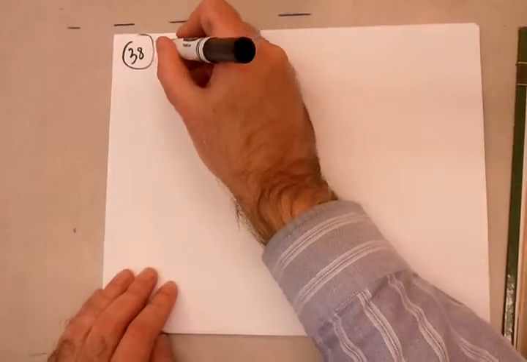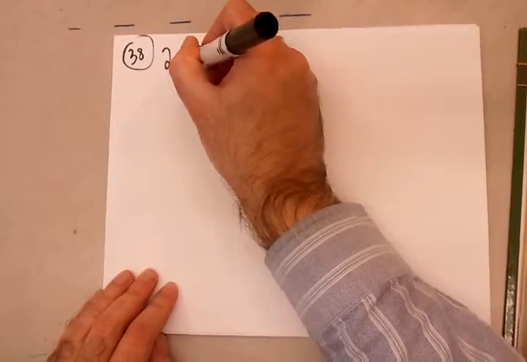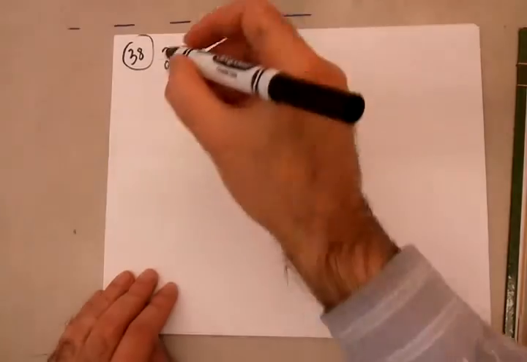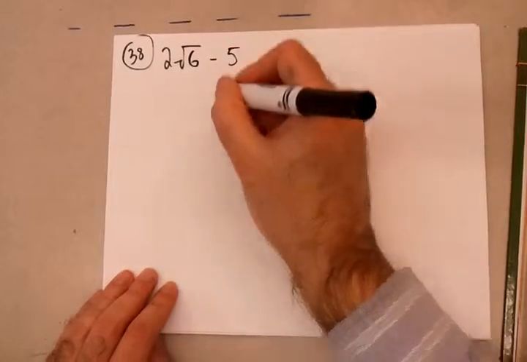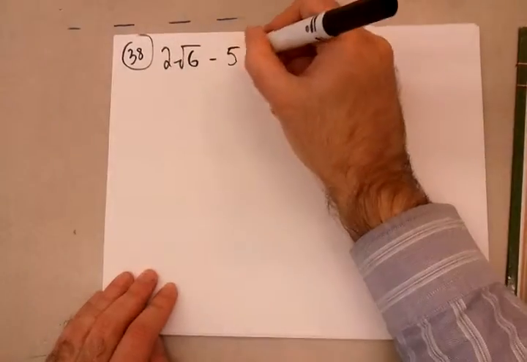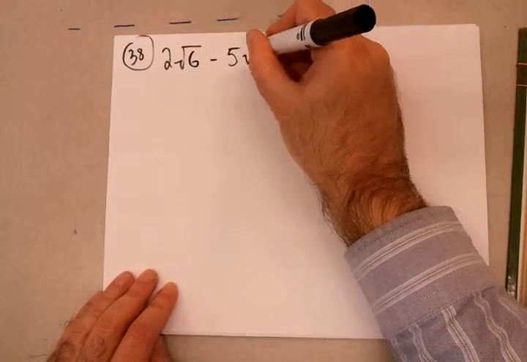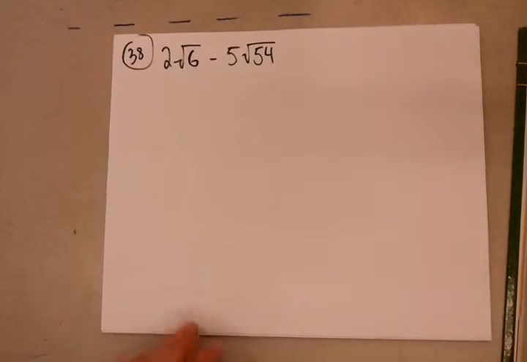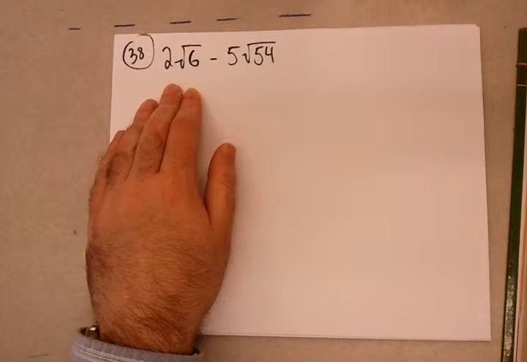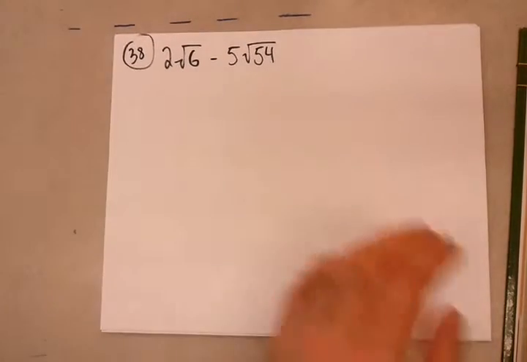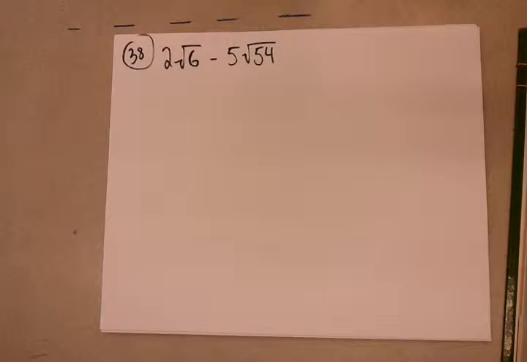And 38 has 2 root 6 minus 5 root 54. So look at this problem. Right here we have 2 root 6. There's not much you can do there because 6 is composed of 2 times 3 and none of those are perfect squares. So that's going to stay as is.